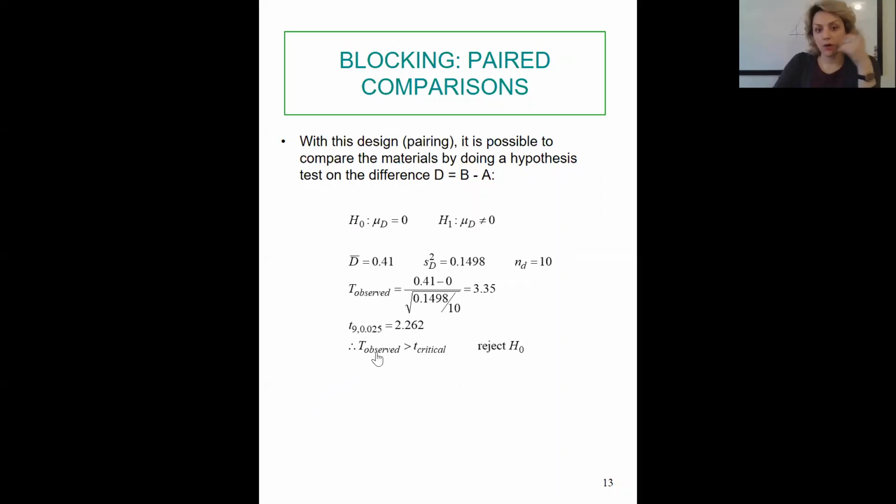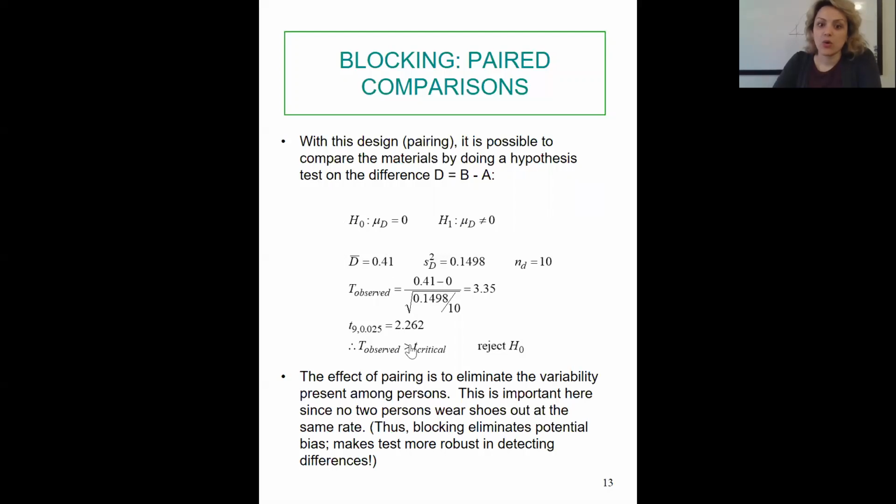T observed is 3.35, but T critical is 2.262. So T observed is greater than T critical. Quickly, if I want to show you here, T observed is here, outside the range of the null hypothesis. So we would reject the null hypothesis, which says that the difference is equal to 0.